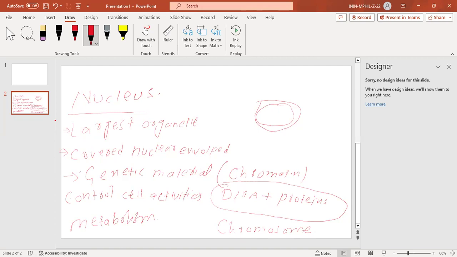Ribosomes are the factory to synthesize protein. So they will synthesize a specific protein which is required in the cell. So this is how it performs its function.